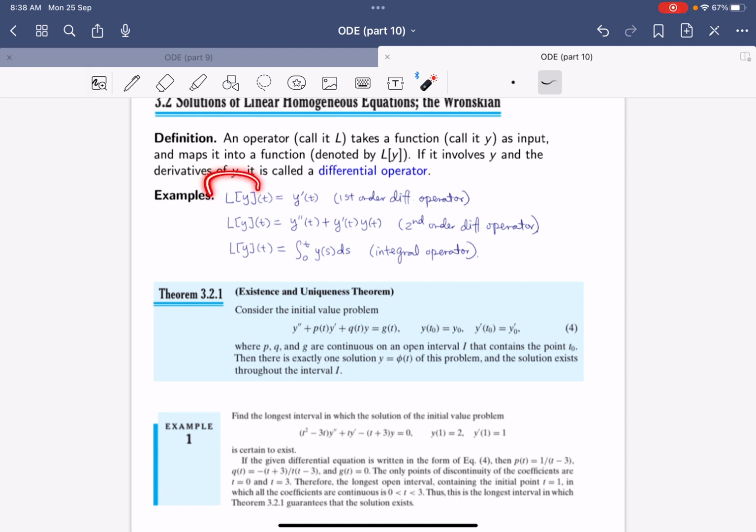The first order differential operator is as follows. This is a second order differential operator, and this is an integral operator. Yes, it is confusing to look at, but you must first define it at the start of your question.